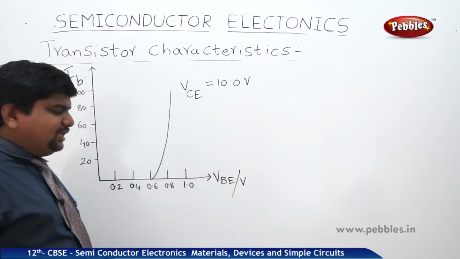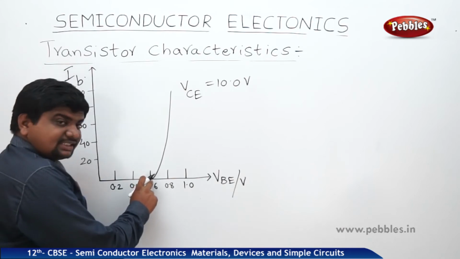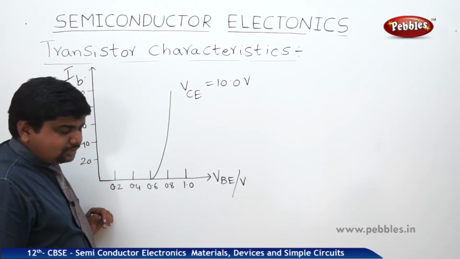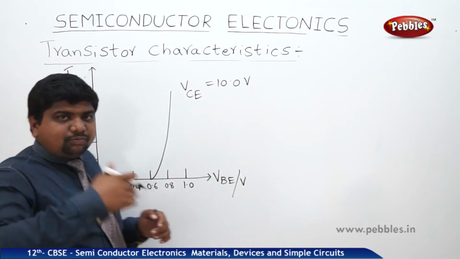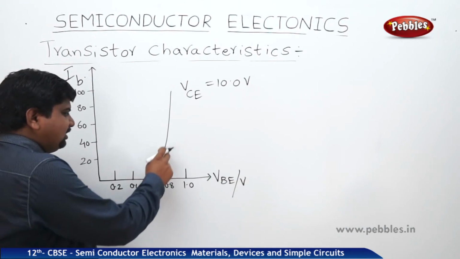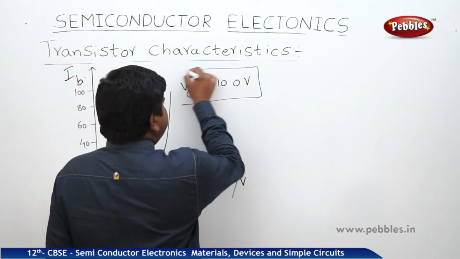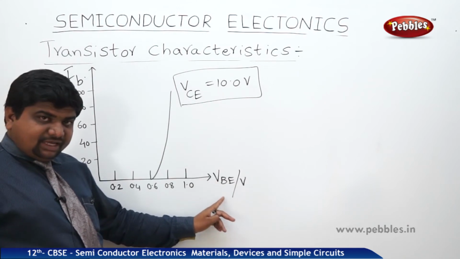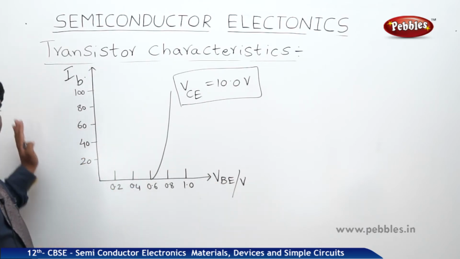So this VBE depends upon the breakdown voltage also. Up to 0.6, there is a zero value in the VBE versus IB ratio. But after the input was increased from 0.6 volts, at 0.6 volts onwards, there is a breakdown. Before doing this experiment, we have fixed this VCE voltage at 10 volts. So VCE is fixed, and we are varying the VBE value, and we are finding the IB. So this is the graph between VBE versus IB.